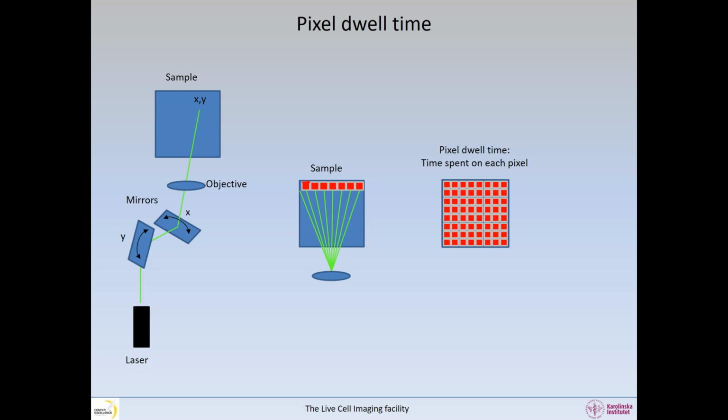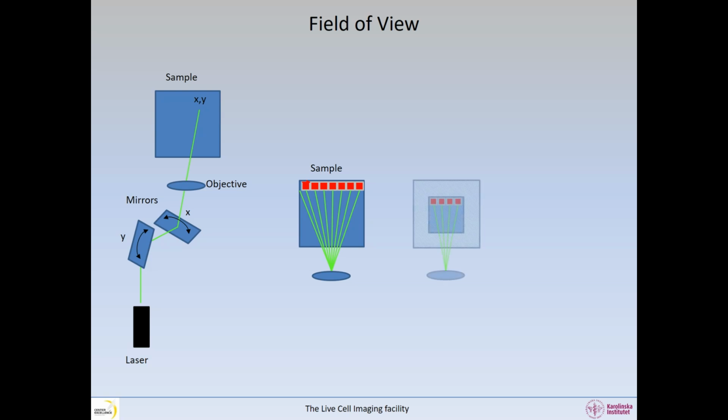Something else that we can change on the single point confocal is how long the laser is going to stay on each spot before it jumps to the next spot, and this is called the pixel dwell time. And the next thing that we could change is the field of view. So we can keep the same pixel dwell time and the same pixel size, but we could decide to scan less spots, and therefore our image will be smaller.